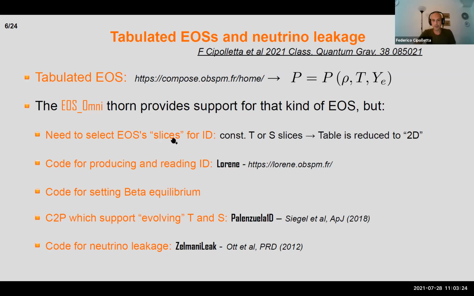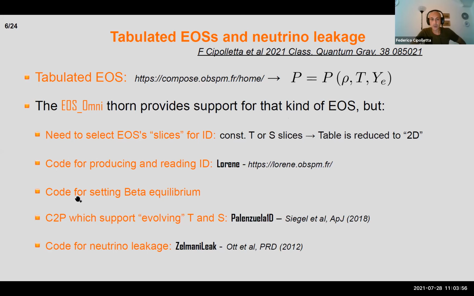So you need at first to select one initial slice for the equation of state, and in our implementation we let the user choose between constant temperature or constant entropy slices for the initial data only. So the table dimension is reduced to 2D. Then you also need a code for reading and producing the initial data, and we decided to adopt Lorene.